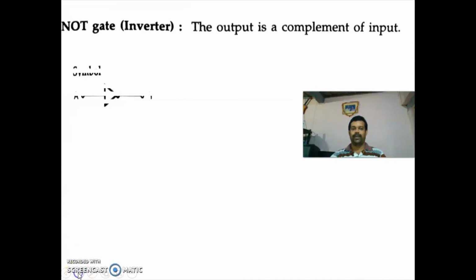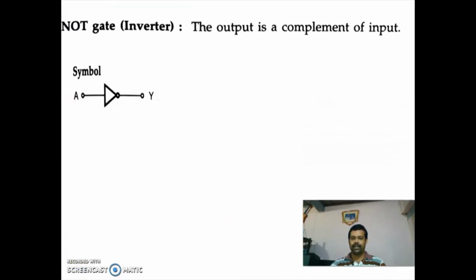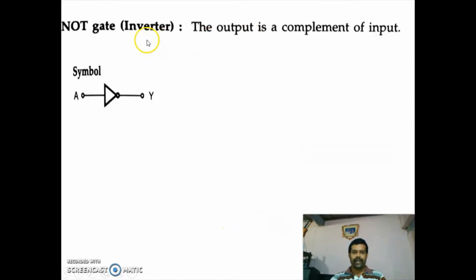So first gate, what you are going to see is the NOT gate. So NOT gate is also called as inverter. So this is the symbol of NOT gate. So the output of the NOT gate is the complement of the input. So this is the expression. If Y is the output and A is our input, then Y is equal to A bar.